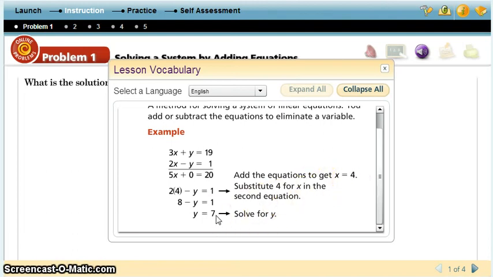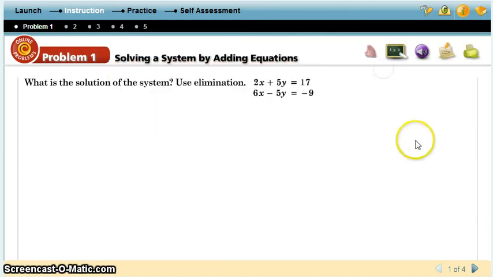That's your coordinates. So eliminating a variable, that's what we're talking about here. So let's look at this example. 2x plus 5y equals 17. That's our first equation. And the second equation is 6x minus 5y equals negative 9. So look for the variable that has the same coefficient in the first one and the second equation. And if you notice, the x's have a 2 and a 6. Those are not the same, but my y values both have 5s.